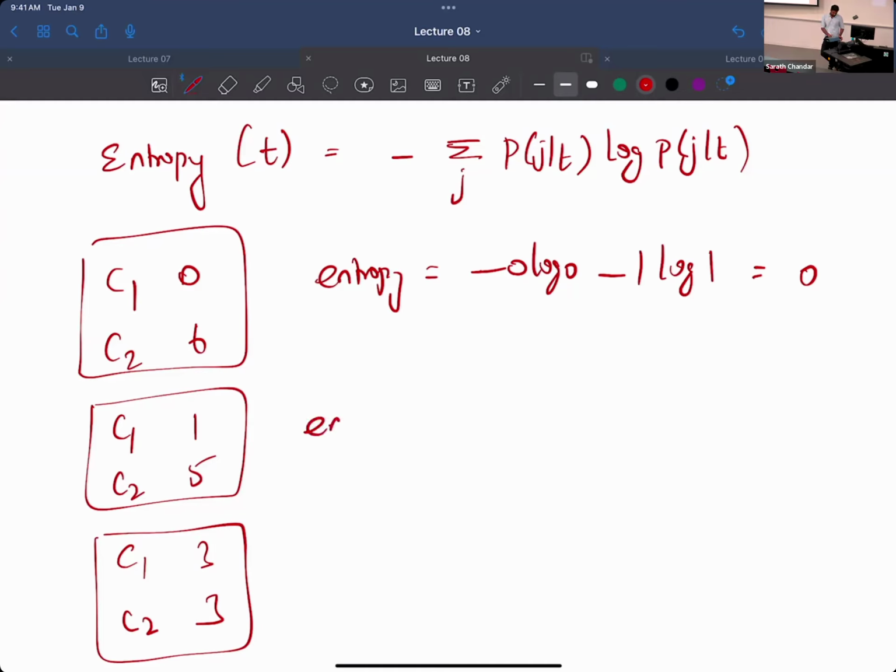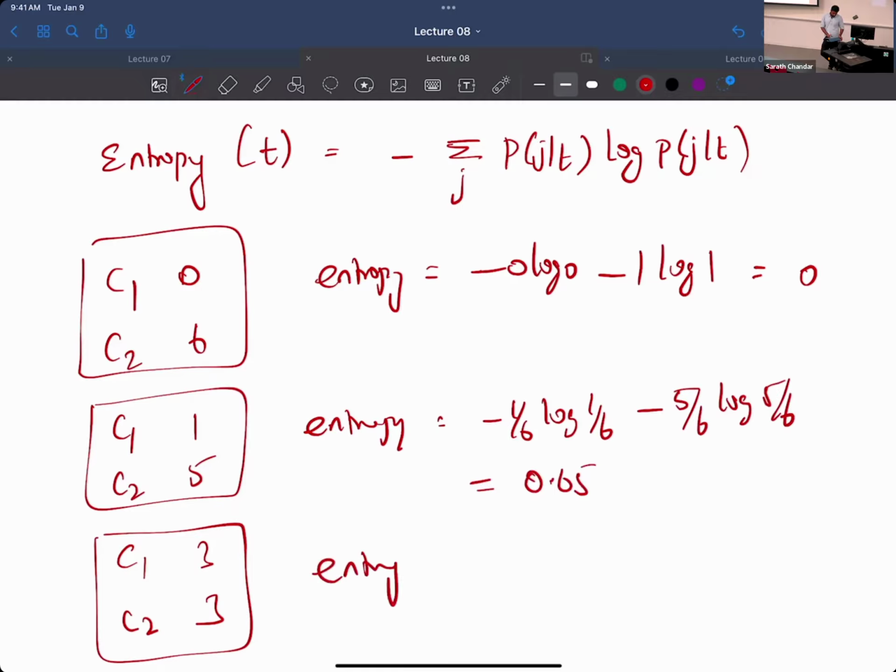So what about this? The entropy here is going to be minus 1 by 6 log 1 by 6 minus 5 by 6 log 5 by 6. If you do the calculation, this is 0.65. Now what is the entropy for this case? It's going to be minus 1 by 2 log 1 by 2 minus 1 by 2 log 1 by 2, so this becomes minus log 1 by 2, which is log 2, which is 1.